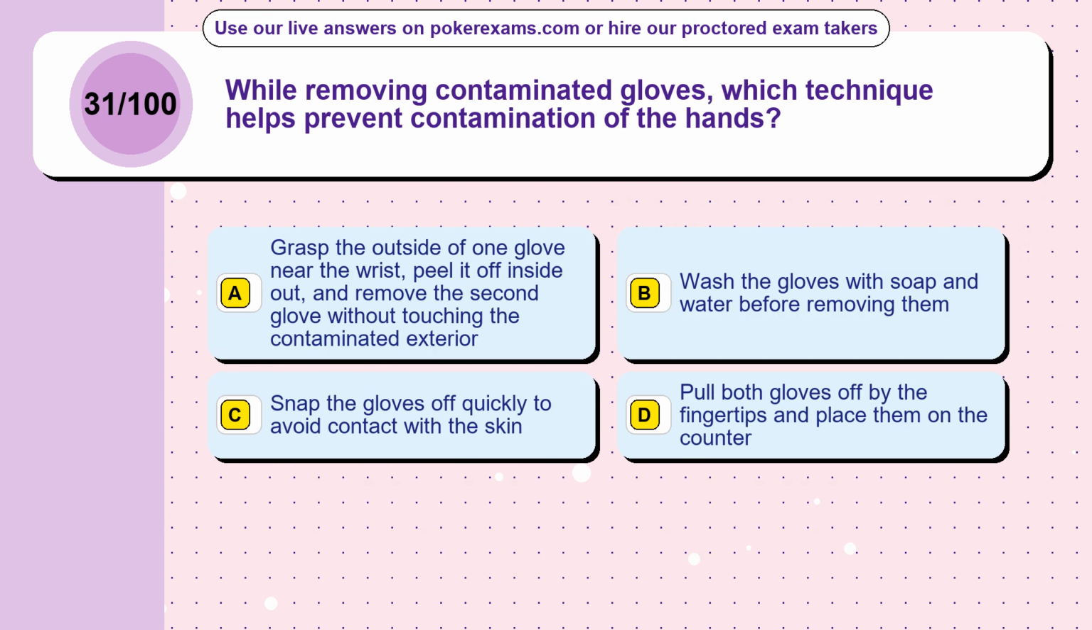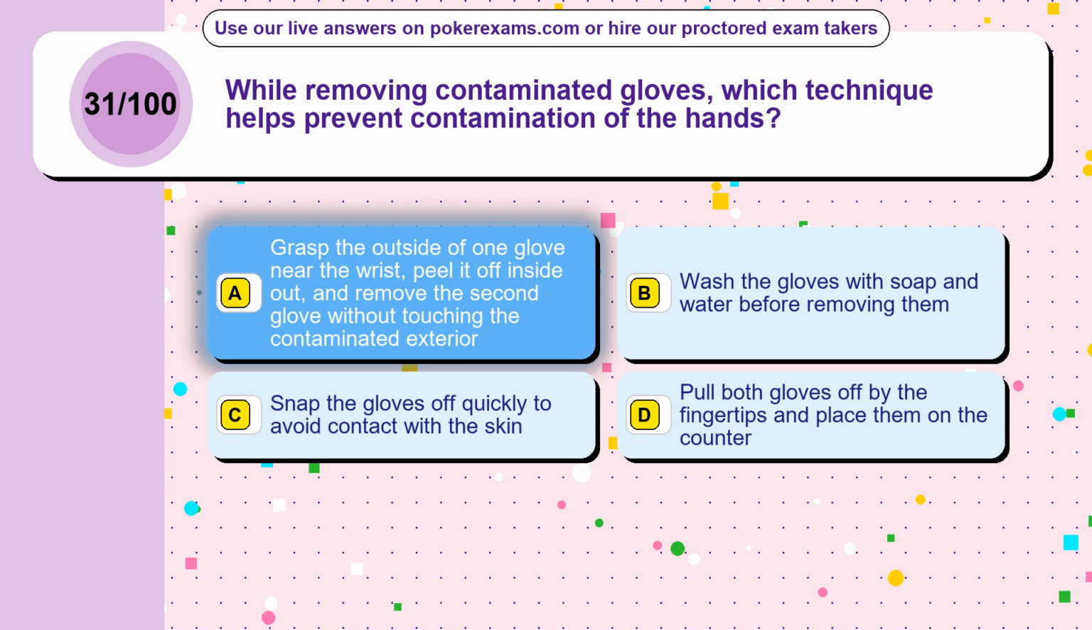Question 31. While removing contaminated gloves, which technique helps prevent contamination of the hands? Option A. Grasp the outside of one glove near the wrist, peel it off inside out, and remove the second glove without touching the contaminated exterior. Option B. Wash the gloves with soap and water before removing them. Option C. Snap the gloves off quickly to avoid contact with the skin. Option D. Pull both gloves off by the fingertips and place them on the counter.